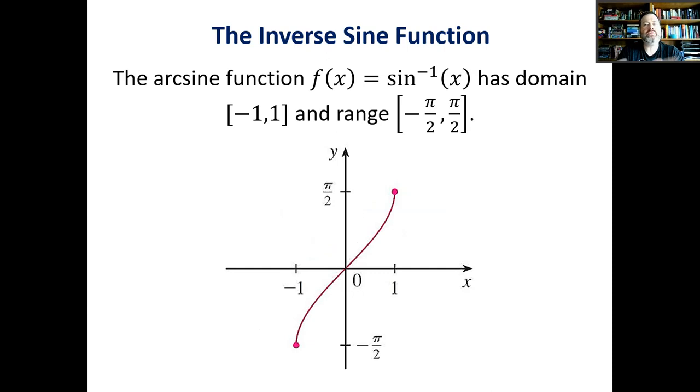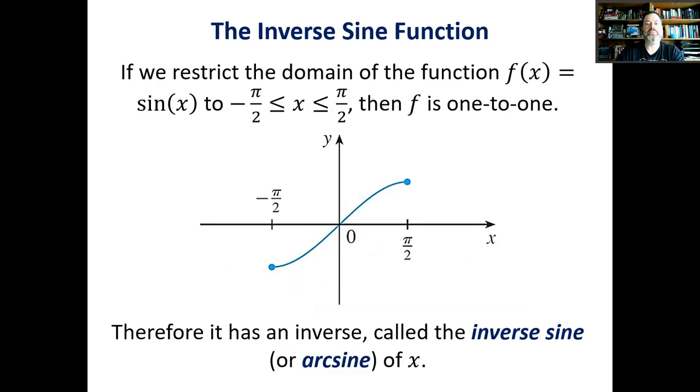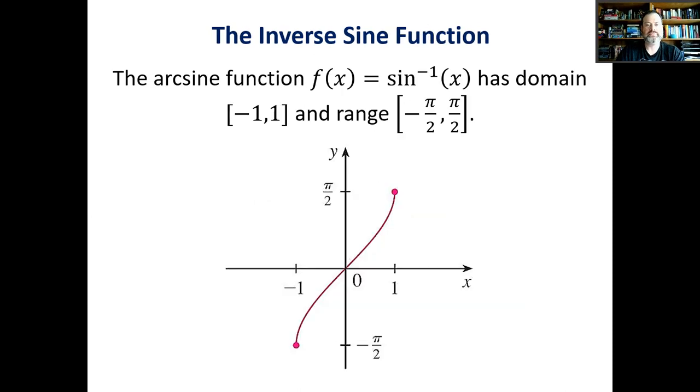Its domain and range are just the domain and range of sine switched. So its domain is -1 to 1, its range is negative pi over 2 to pi over 2. And you can see from the previous slide, that's the opposite. So the domain and range just switches, because it turns all the x's into y's and all the y's into x's when you do an inverse.